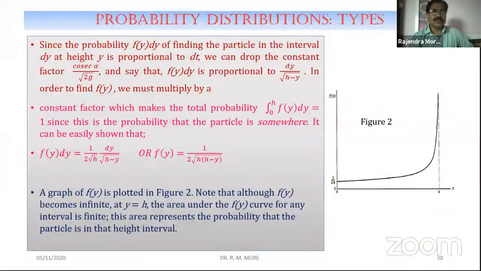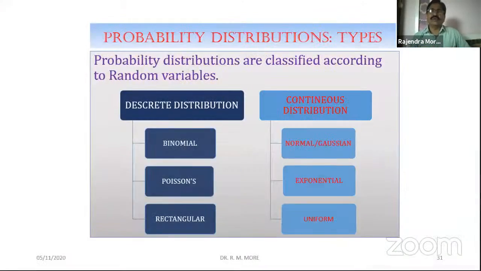from the reference book. Let us turn towards the probability distribution once again. We have repeated the random variable. Now, probability distribution. Probability distributions are classified according to the random variables. There are mainly 2 types, which we have just seen previously.